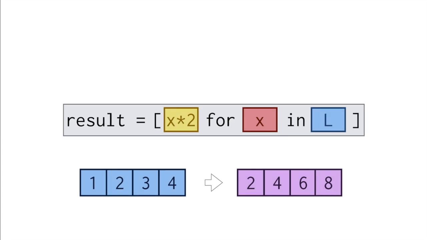So for example, this list comprehension, x times 2 for every x in L, if L is this list 1, 2, 3, 4, then what it's doing is it's creating a new list where every item is that item times 2. So 2, 4, 6, 8.